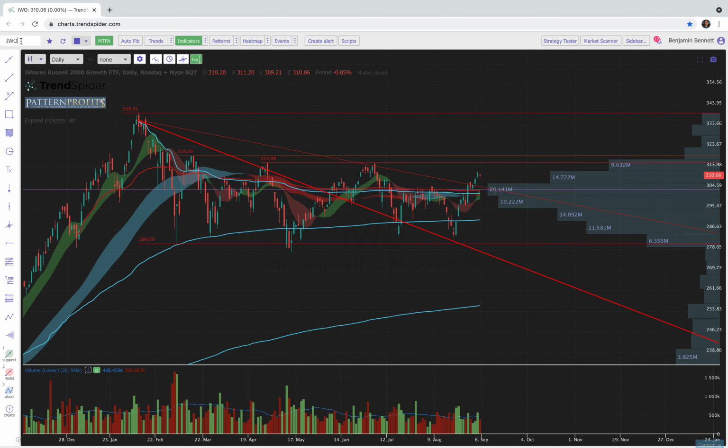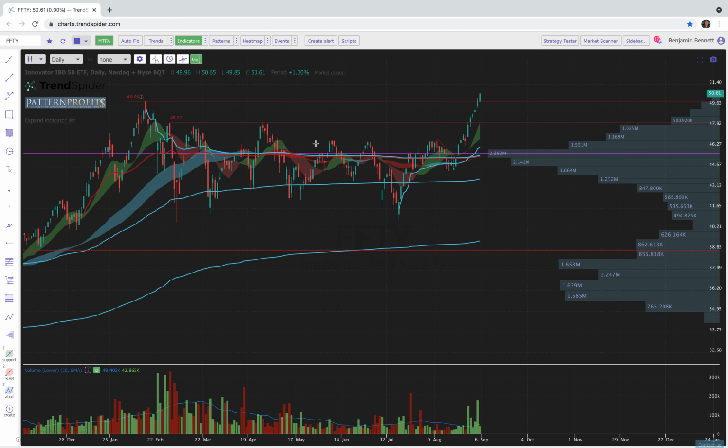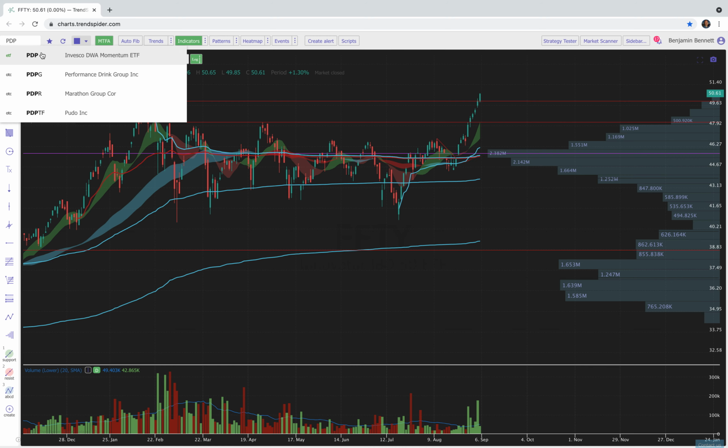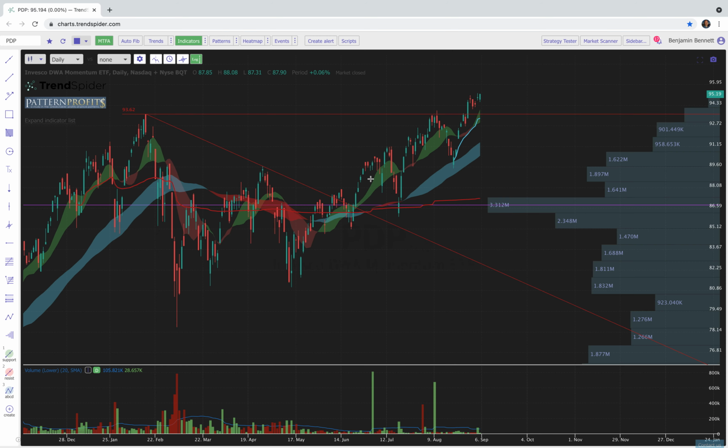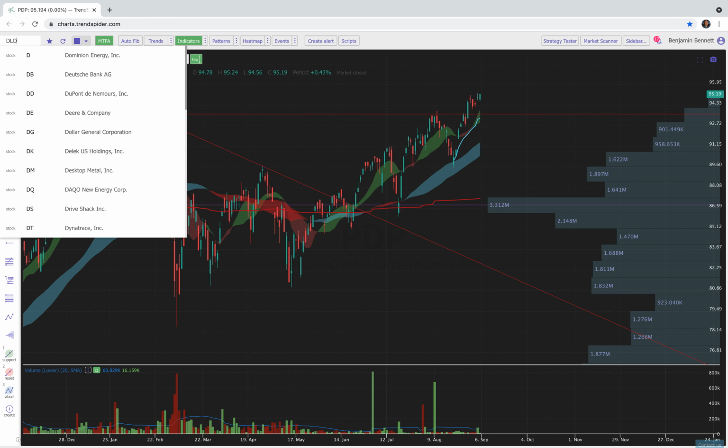If we look at FFTY, that's the IBD 50 ETF, it has broken out. Quite a move here when we discussed this descending trend line. Once it came through there, pretty much straight up since, and not bad volume there as well. And then PDP, the other one that we like to keep an eye on, the momentum ETF, also has broken out and into new highs. Let's get right into the watch list.